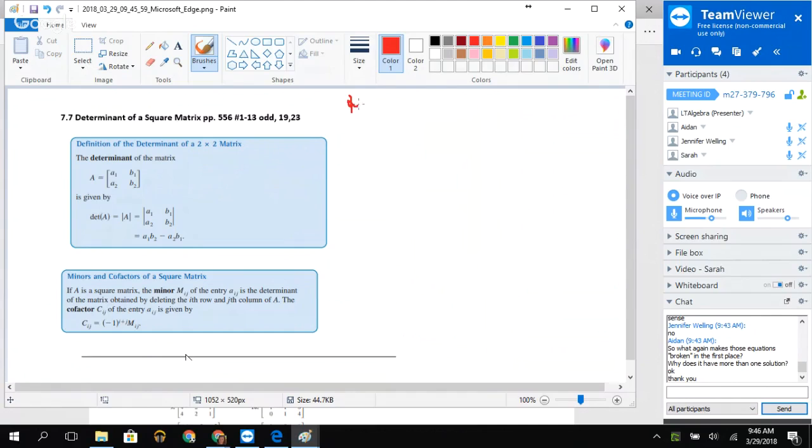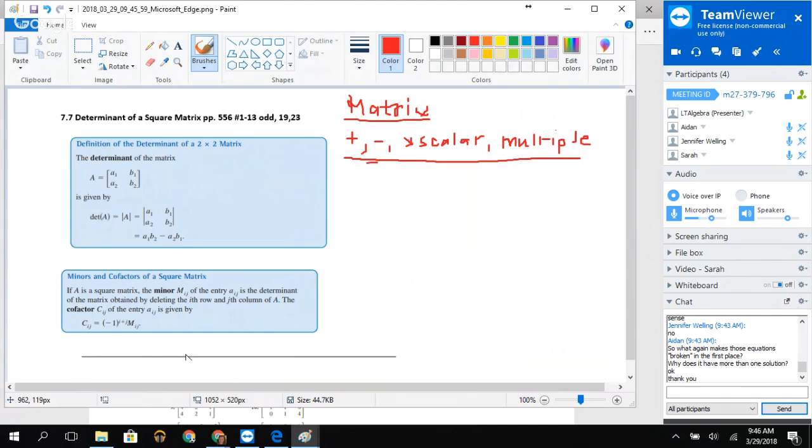So we've talked about matrix, or matrices. And we know that we can add them together, right? If they have the same order, we can subtract them. We figured out how to multiply by a scalar, right? That's basically like distributing. And we figured out how to multiply matrices, right? And so we know how to do all these things, hopefully. And in 7.6, we talked about finding the inverse of a matrix.